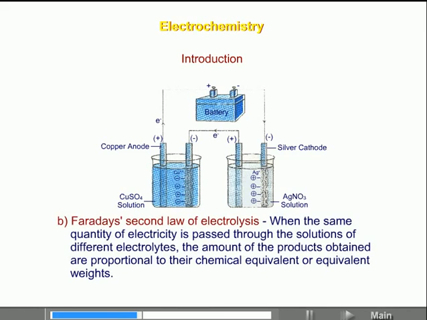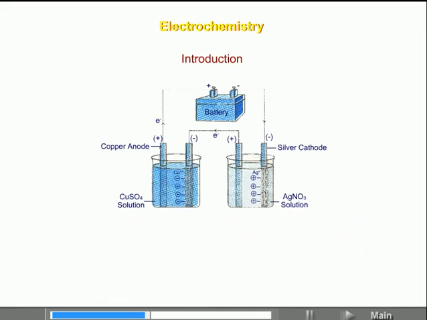Faraday's second law of electrolysis. When the same quantity of electricity is passed through the solutions of different electrolytes, the amounts of the products obtained are proportional to their chemical equivalent or equivalent weights. That is, W is directly proportional to E. Therefore, W upon E is equal to a constant. W1 upon E1 is equal to W2 upon E2 is equal to W3 upon E3.